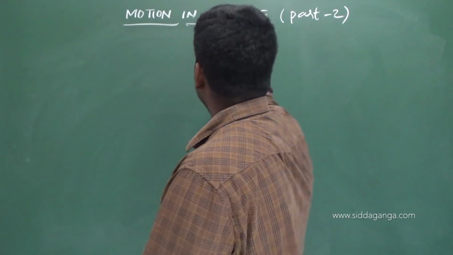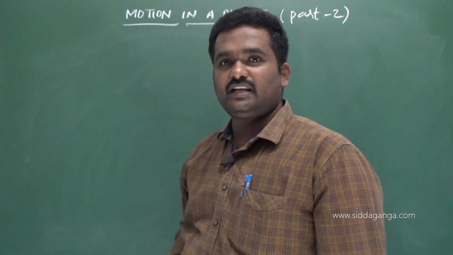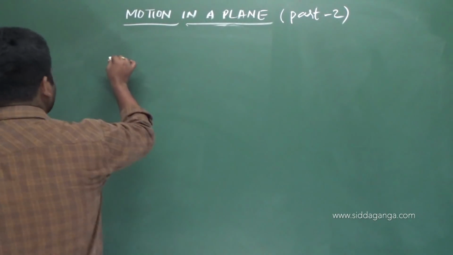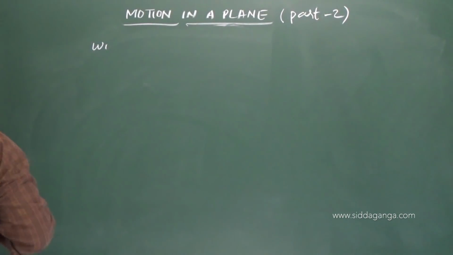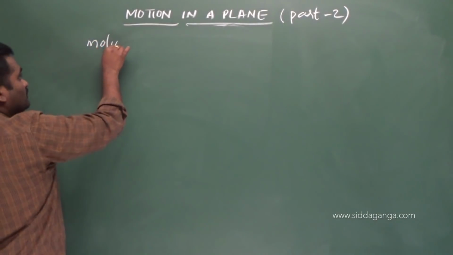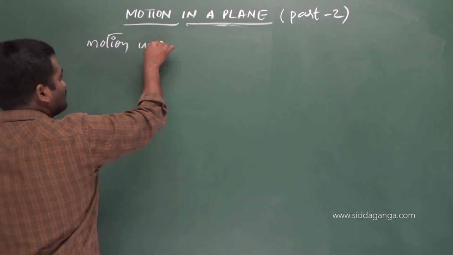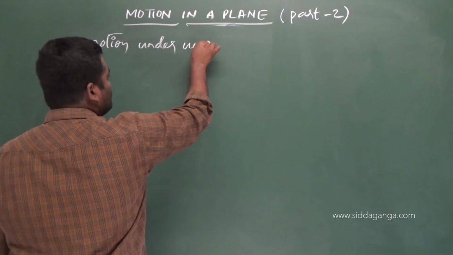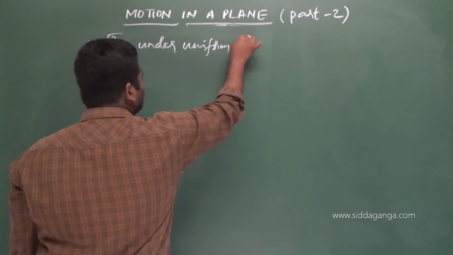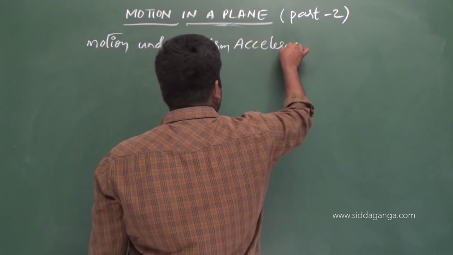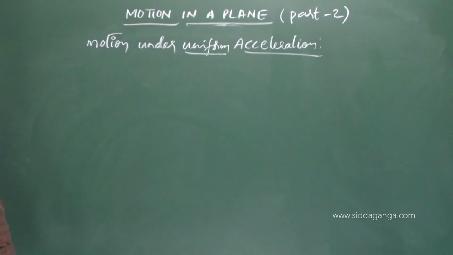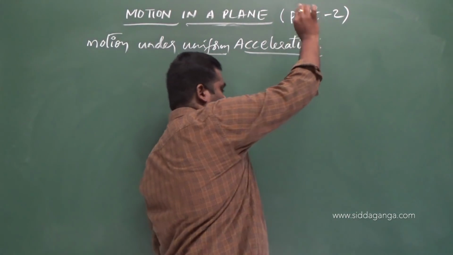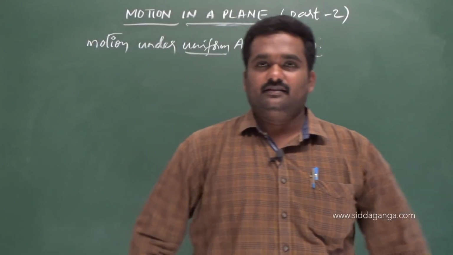Now we will study motion in a plane, that means a body which is moving in a plane with uniform acceleration. Motion under uniform acceleration. For all uniformly accelerated bodies, how do we need to write the equations corresponding to this particular motion in a plane?